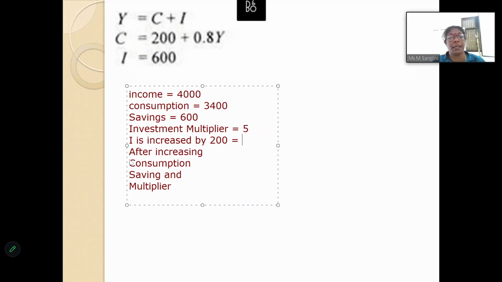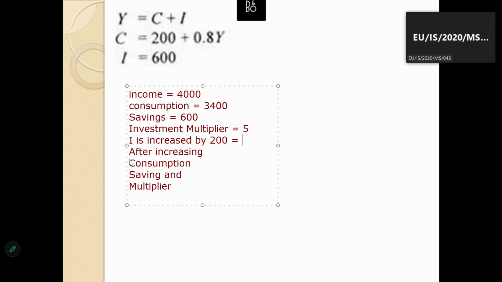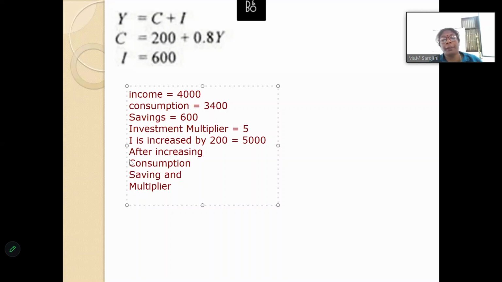Right. What is the answer once the investment increased by 200? What is the national income? 5,000. How do you conclude this one? Come to the conclusion. Previous one and the latest one. How do you interpret that one? How do you come to the conclusion?